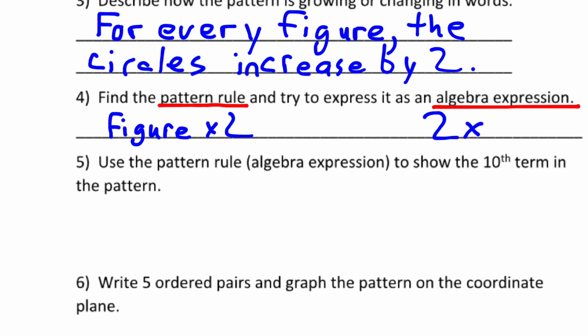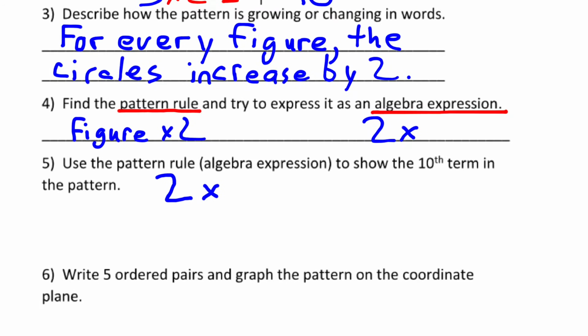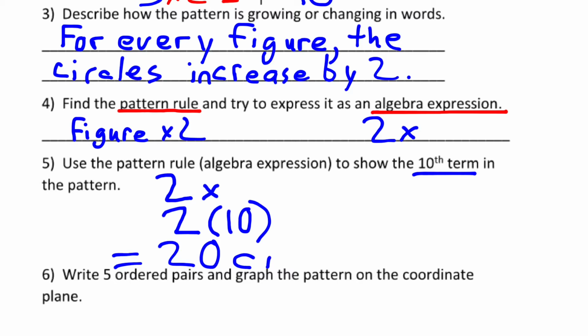So what I would do is write the pattern rule or the algebra expression 2x. And to show 2 multiplied by the 10th figure, I'm not going to use the times symbol. I'm going to use something called parentheses or brackets, and I'm going to go 2(10). As we get into algebra, parentheses start to mean multiplication. 2 times 10, which is 20 circles.